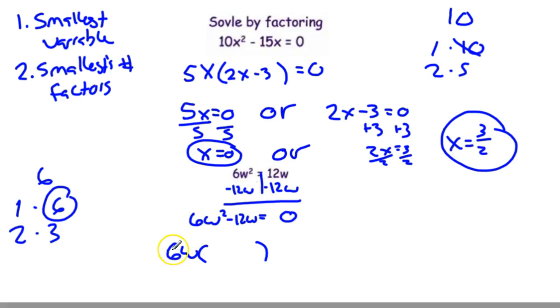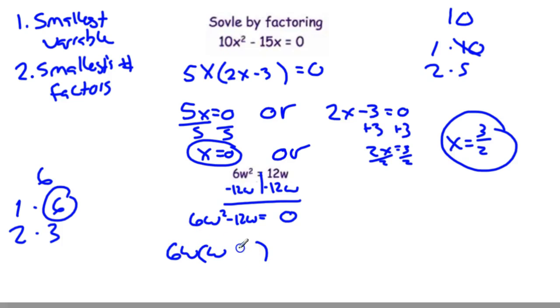Now, 6 divided by 6, that's 1. W squared divided by w, that's just w. I can check if this is right: 6w times w equals 6w squared. Perfect. Now we do 12 divided by 6.